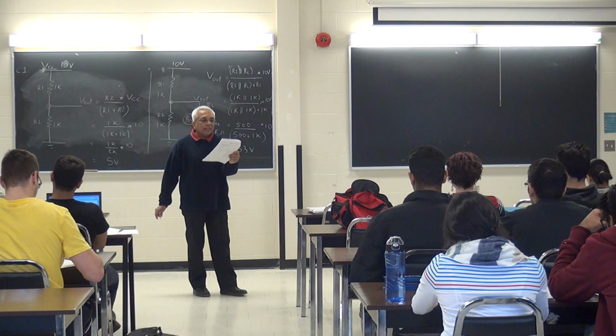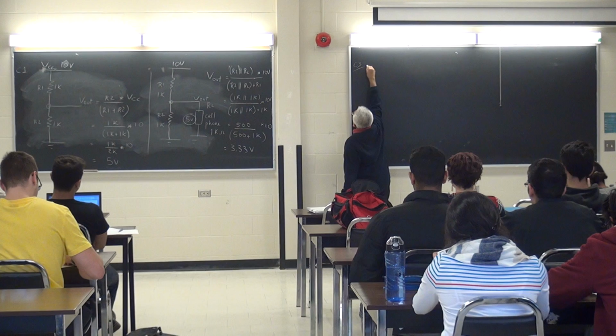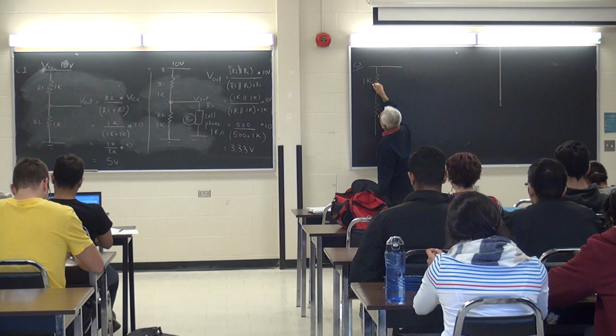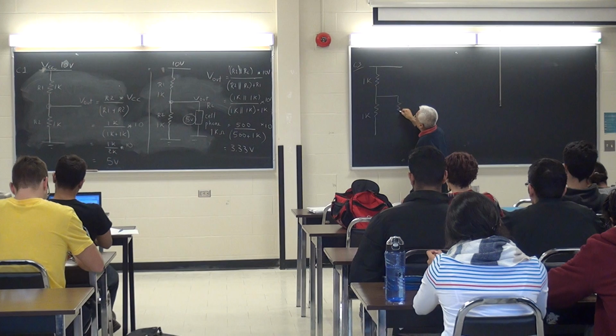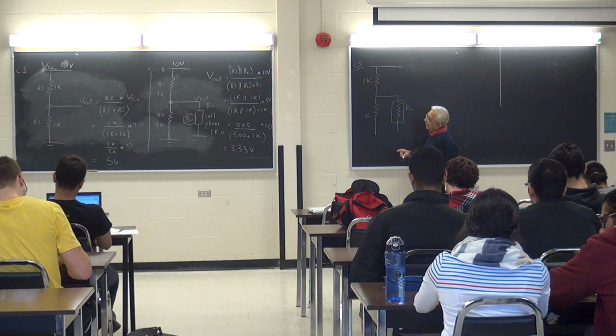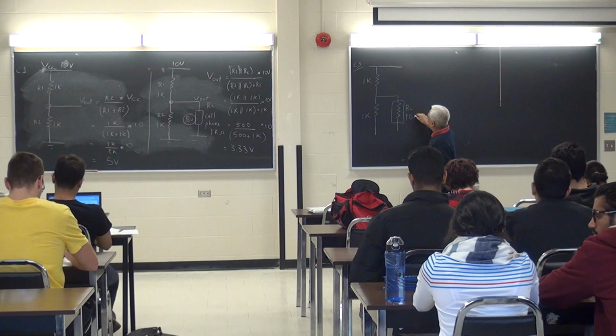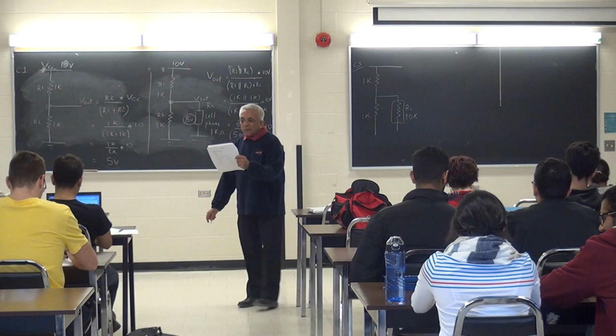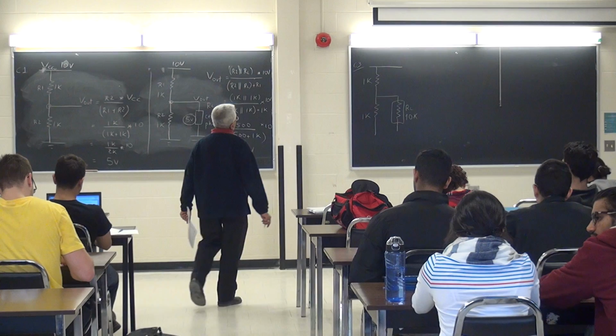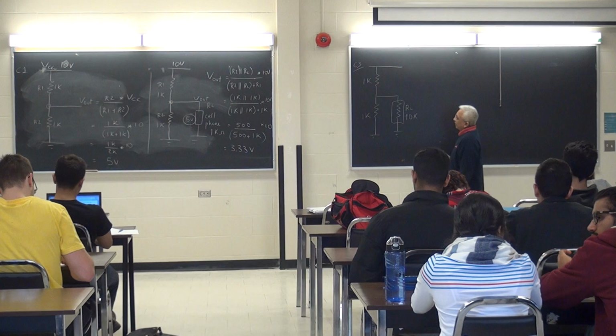So now let's take case three. Case three is the same voltage divider circuit, 1K and 1K, but this time I'm saying that my cell phone RL is not 1K, but 10 times that value, 10K. So this is case three. Supposing that the load resistance is 10 times R2. So now let's calculate V out.